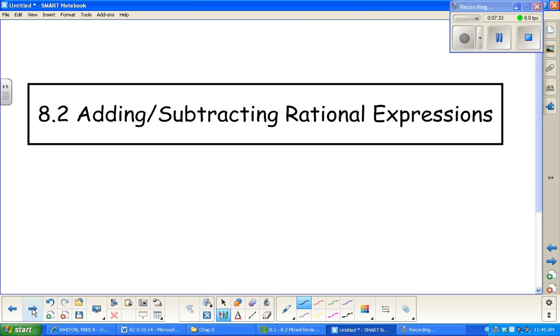Now I'm going to go ahead and do a couple examples in 8.2. Now this is a little different situation here. This is when we're going to be adding and subtracting. So if you remember from adding and subtracting fractions, there's a little bit more to it. So I want to go over a couple quick examples there.